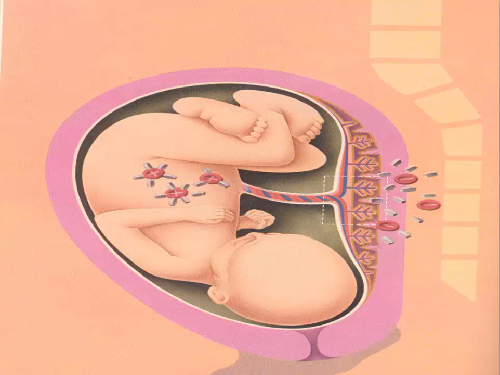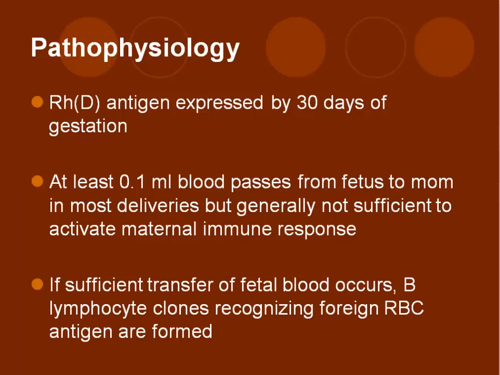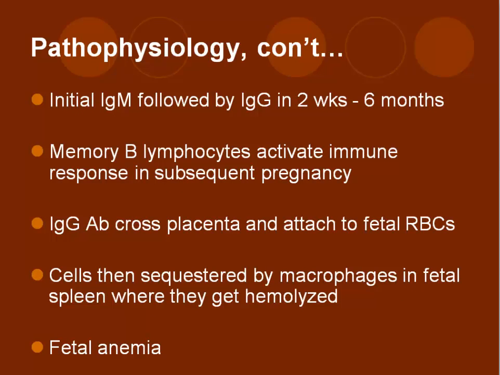A fetus expresses the D antigen on its red blood cells by 30 days of life, so a miscarriage or early trauma can sensitize a previously unsensitized mom if enough fetal red blood cells enter her bloodstream. The newly sensitized mom initially makes IgM antibody followed by IgG antibody.